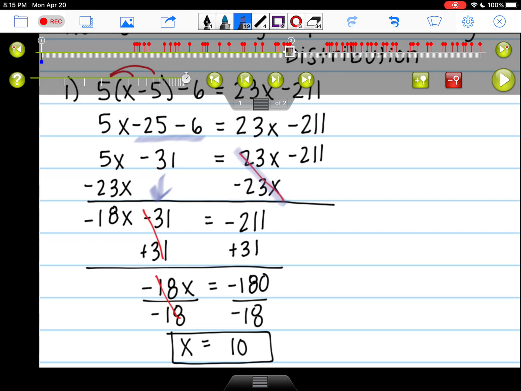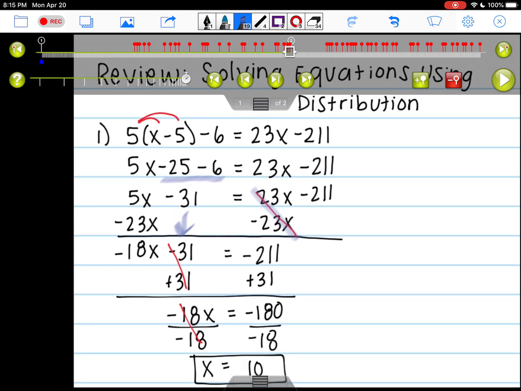So we're reviewing solving equations because this is really important for Algebra 2, for geometry, for Algebra 2 trig, pre-calculus, everything. You need to know how to solve an equation. This should not be difficult, but we need to review.